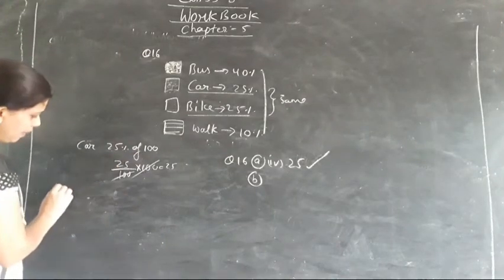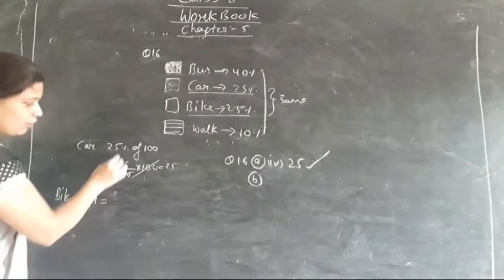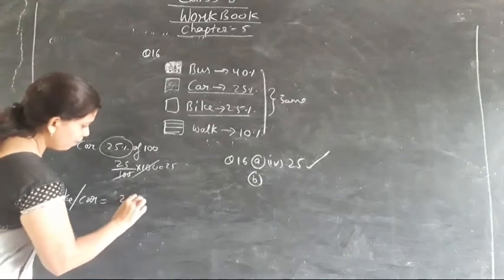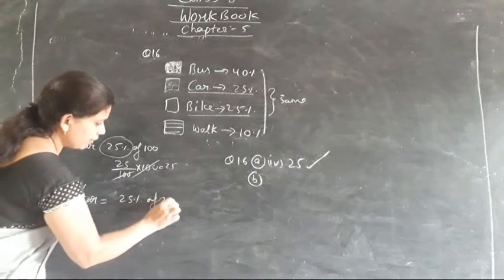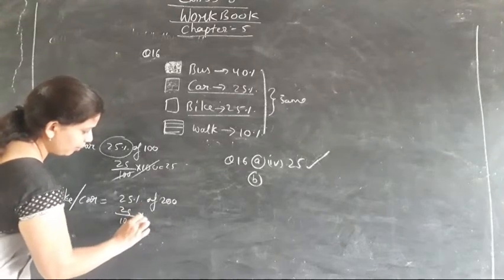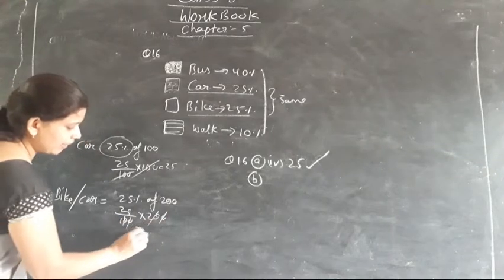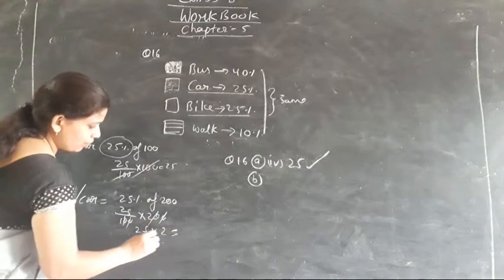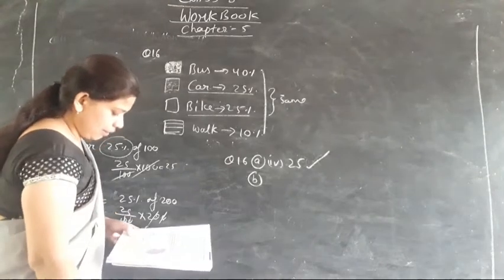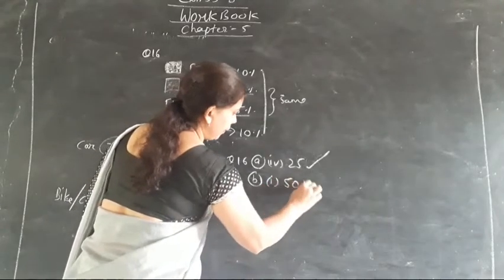So if we consider bike, the answer will be the same; if we consider car, it will also be the same, because the percent of bike and car is the same. So we have to find 25% of 200. So 25 upon 100 into 200. Here the zeros from the numerator and denominator will get cancelled. 5 into 2, 25 into 2, so it will be 50. So the answer for the B part of the question is option A, 50.